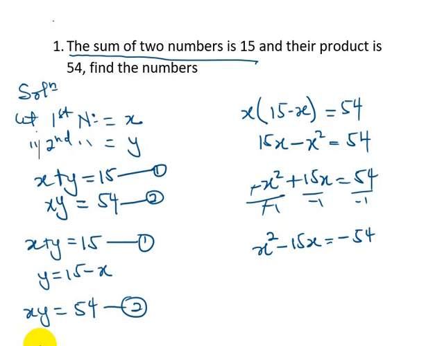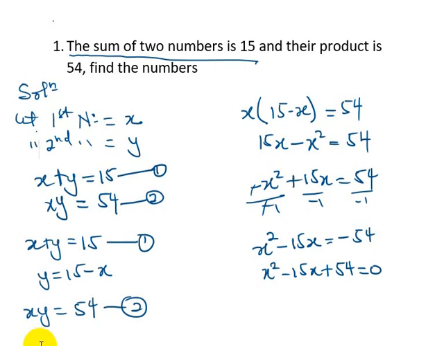Now we have a quadratic. Yes, it is not yet a quadratic. We have to bring the 54 in and equate it to 0 before it completes a quadratic. So we are going to get x squared minus 15x, and when 54 crosses, we get plus 54 being equal to 0. Now we have a quadratic.